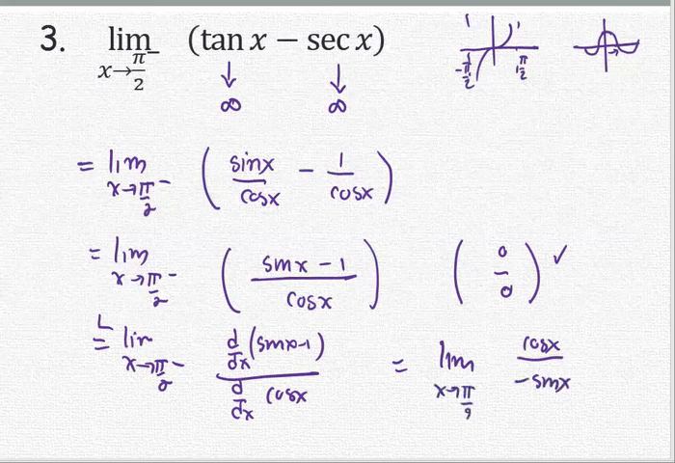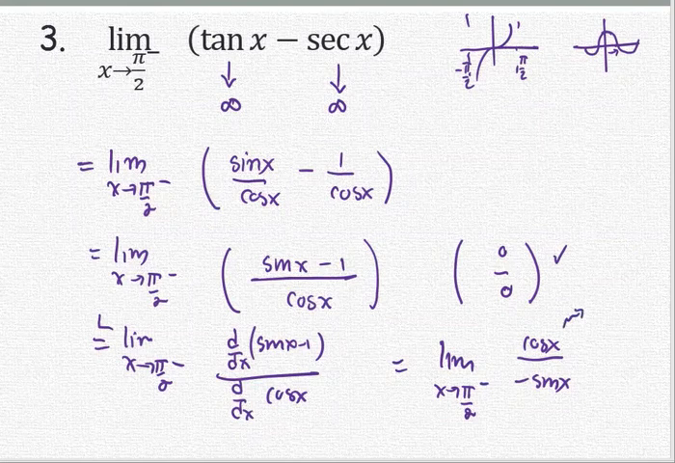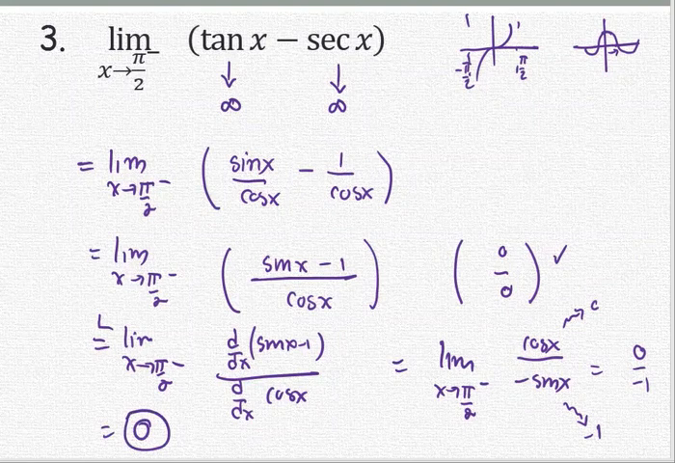Take the limit as x approaches pi over 2 from the left. Cosine of pi over 2 approaches 0, sine of pi over 2 approaches 1 with a negative sign. So the value is 0 over negative 1, or just 0 for the result.